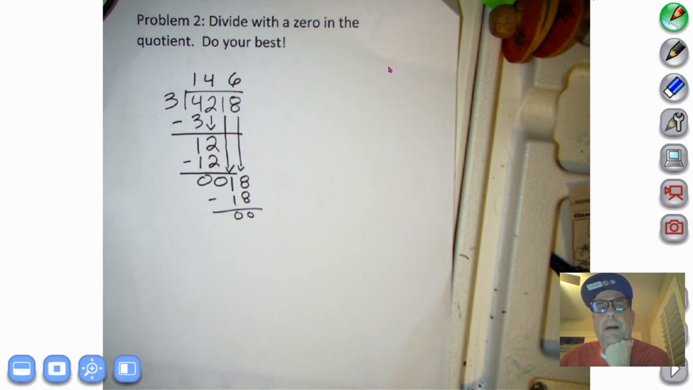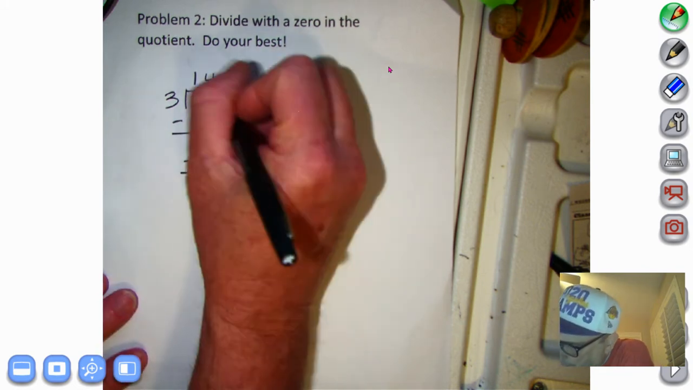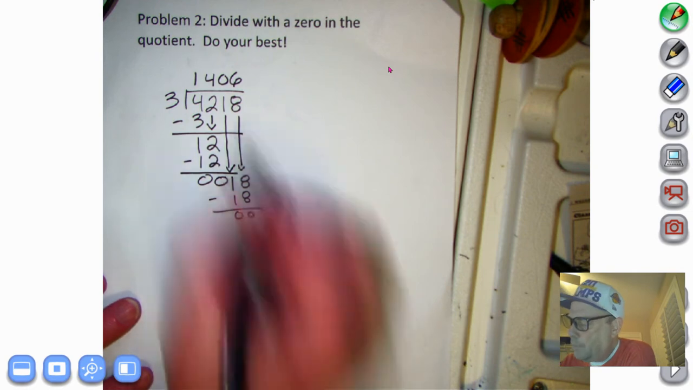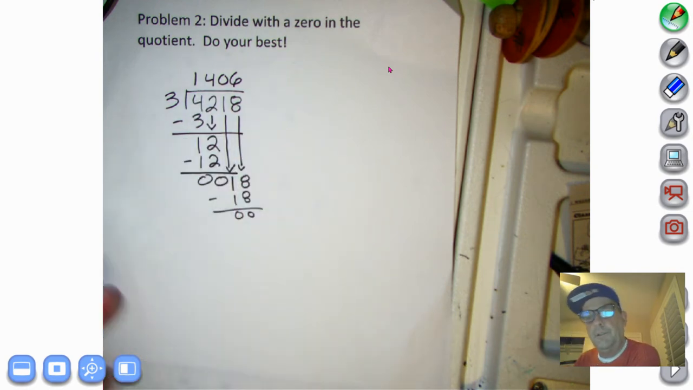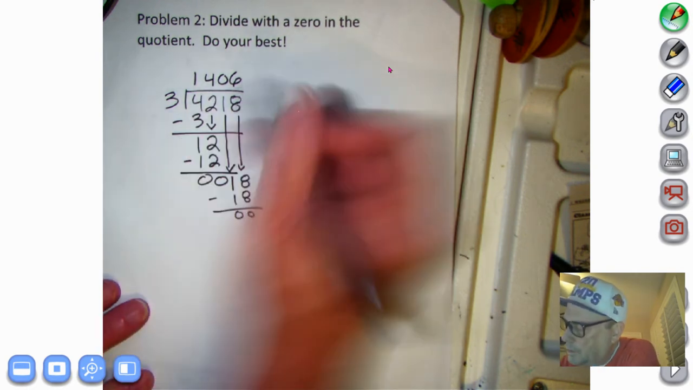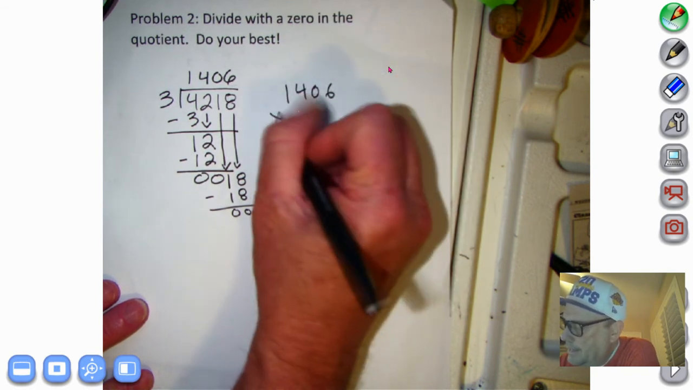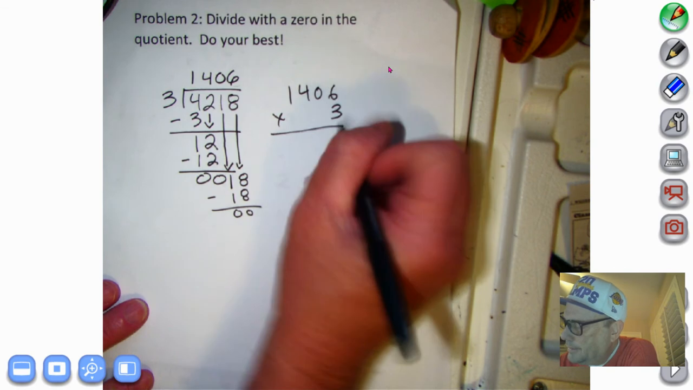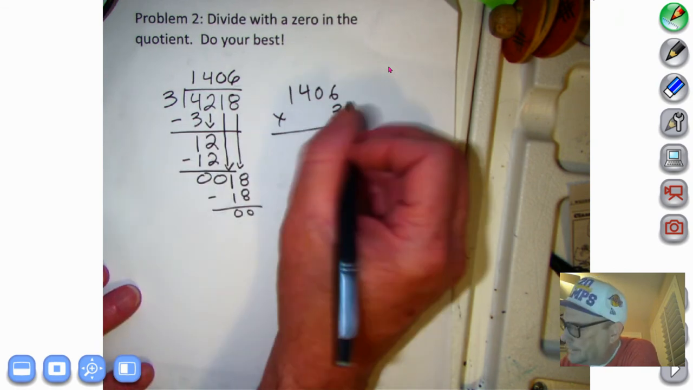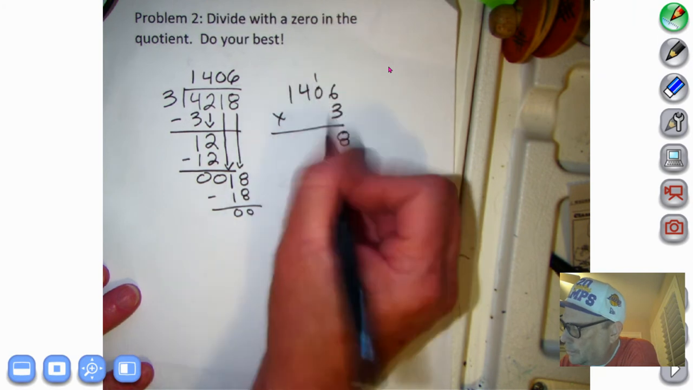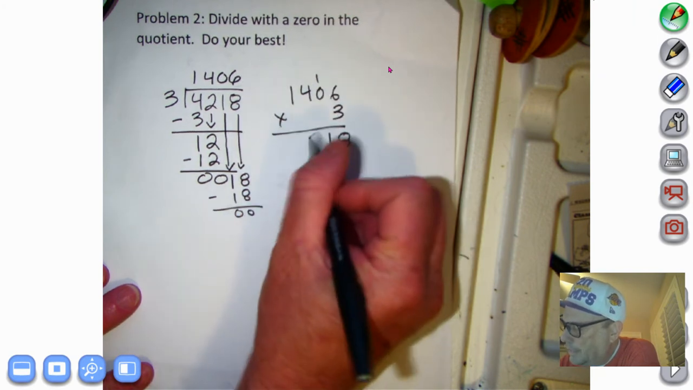Remember, we're going to divide with a 0 in the quotient. So what we do is we put a 0 there. If we can't deal with it, we put a 0 right there. So we have 1,406. Let's do the reverse and take the quotient and multiply it by the divisor, so we should get the dividend once we do this. 6 times 3 is 18. Bring up the 1. 0 times 3 is 0, plus the 1. 4 times 3 is 12. Bring up the 1.